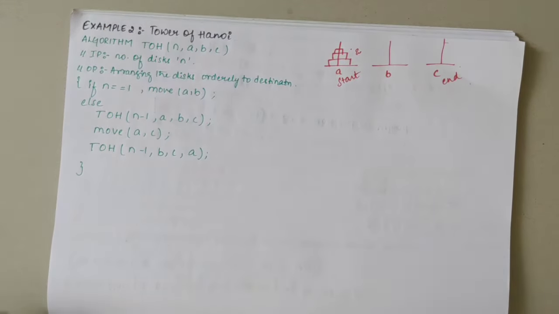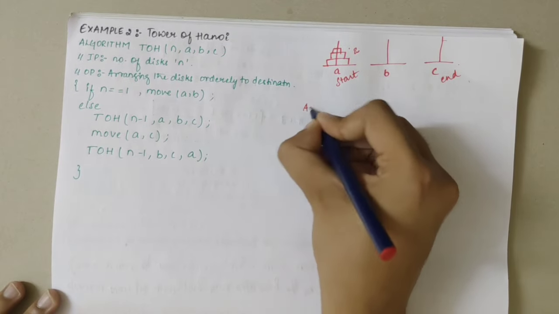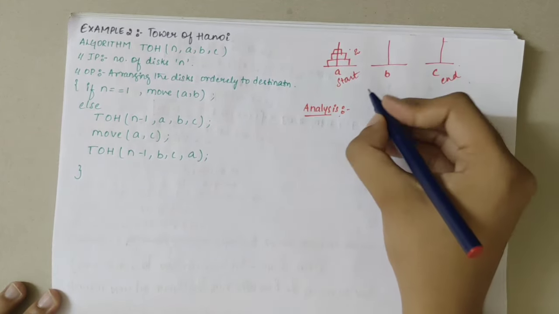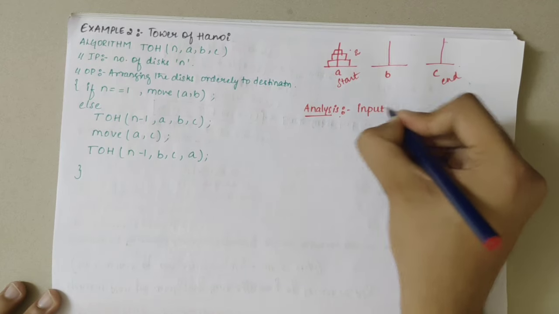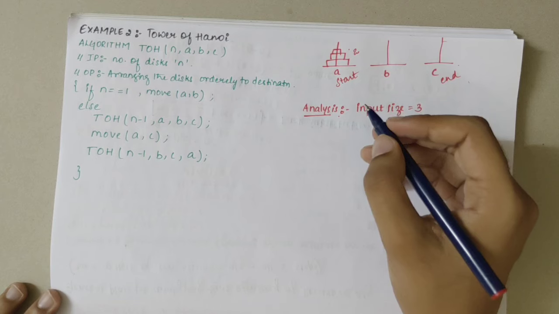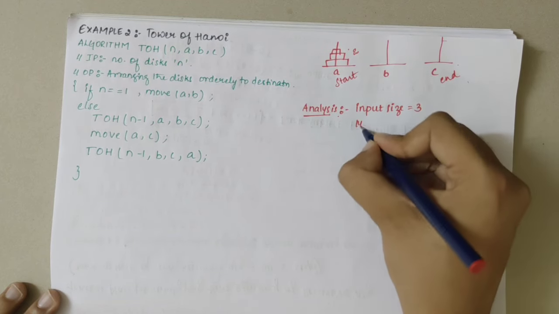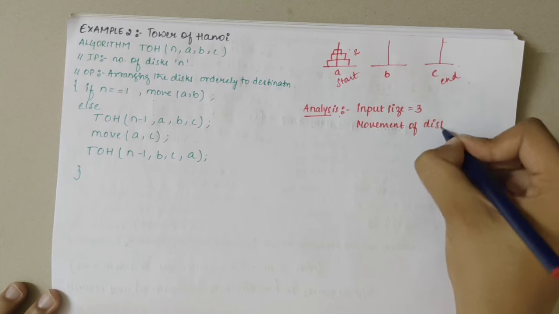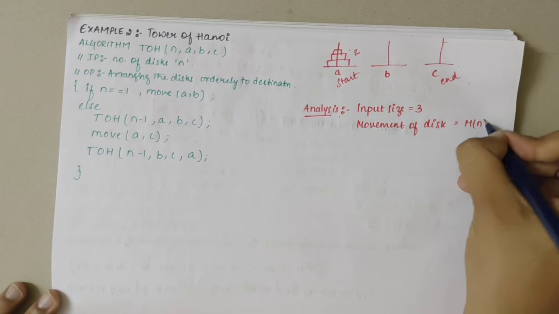Now let's look into the analysis part here. I can write the input size as 3, and the movement of disks, let me consider the movement of disk to be m of n.